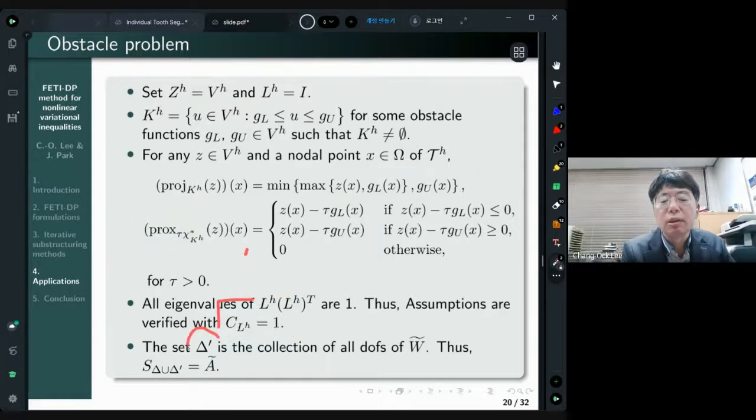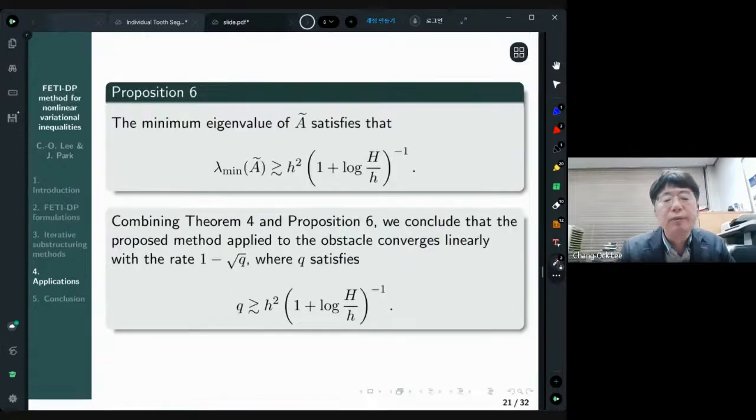In this case, we consider delta as all degrees of freedom. So the Schur complement is equal to that, and we can calculate minimum eigenvalues with that. Here h is the mesh size of the original finite element space, and capital H is the subdomain size. Using that, the convergence rate is 1 minus square root of Q, and Q has this bound. So it depends on h squared and that.